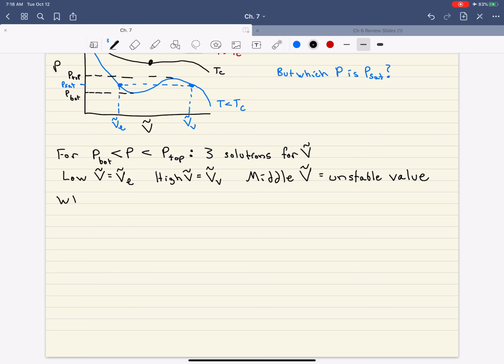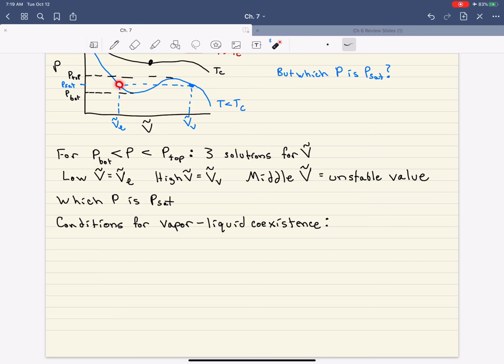And so if we're trying to figure out which pressure is P sat, we would have to identify different criteria in which our vapor and liquid phases coexist. The criteria that determine whether the vapor and liquid can coexist with one another are the same criteria that we've discussed before. In order for the vapor and liquid phases to be stable and coexist, each of the phases has to have an equal temperature. The pressure of both of the phases needs to be equal.